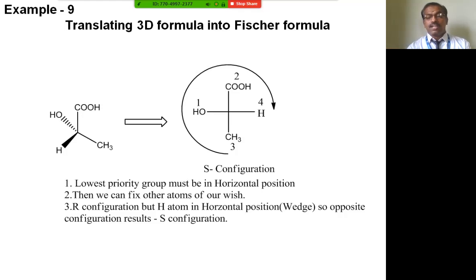Accordingly I fixed them, and I'm getting 1, 2, 3. So 1, 2, 3 I represented according to the atomic number. Then check whether that is R configuration. R means what? Clockwise direction. But hydrogen is on what, actually, a wedge bond, a horizontal bond. So you're going to report the opposite configuration.